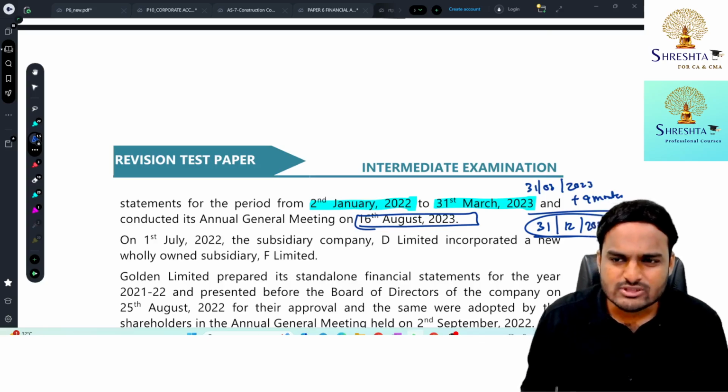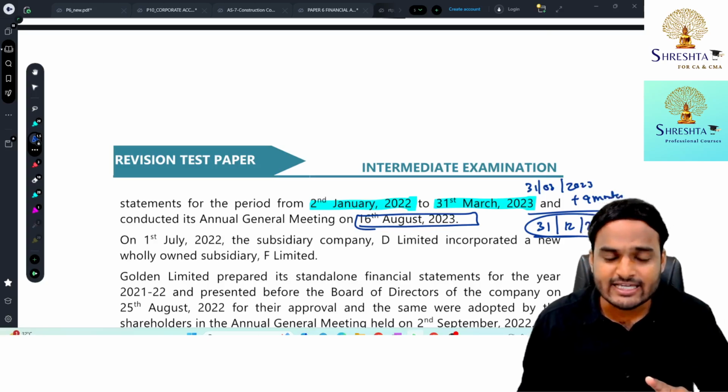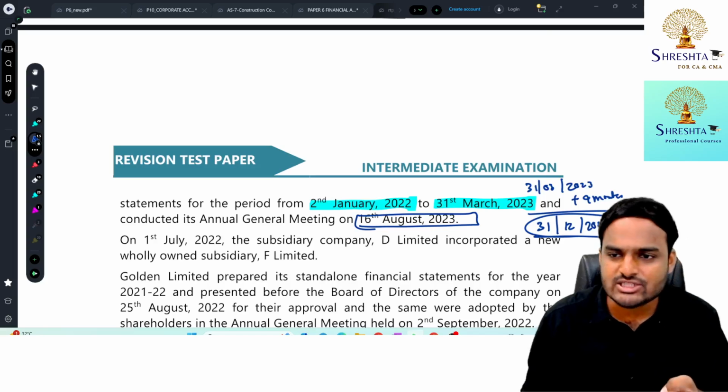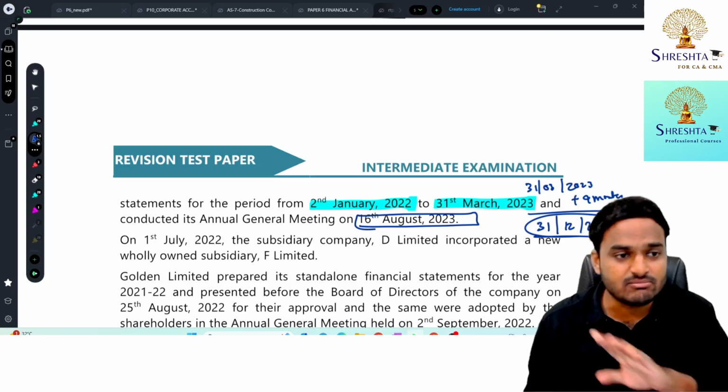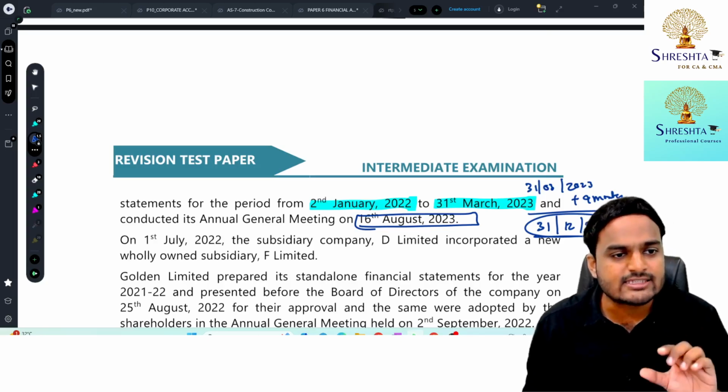One doubt. Can ROC extend due date of first AGM? No. ROC can extend the due date of subsequent AGM by 3 months. But for first AGM, ROC has no power to extend due date.